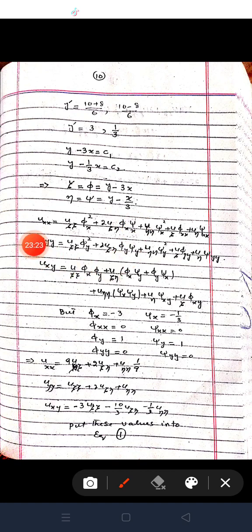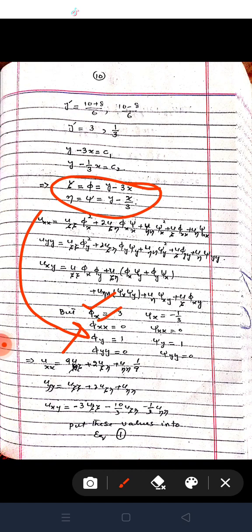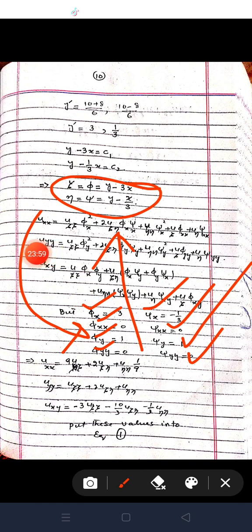We know that according to the chain rule, we need the second derivative with respect to x, the second derivative with respect to y, and the derivative with respect to xy. According to these values of phi and psi, taking derivatives with respect to x, double x, y, double y, we will get these values, and put all these values in u double x, u double y, u xy.